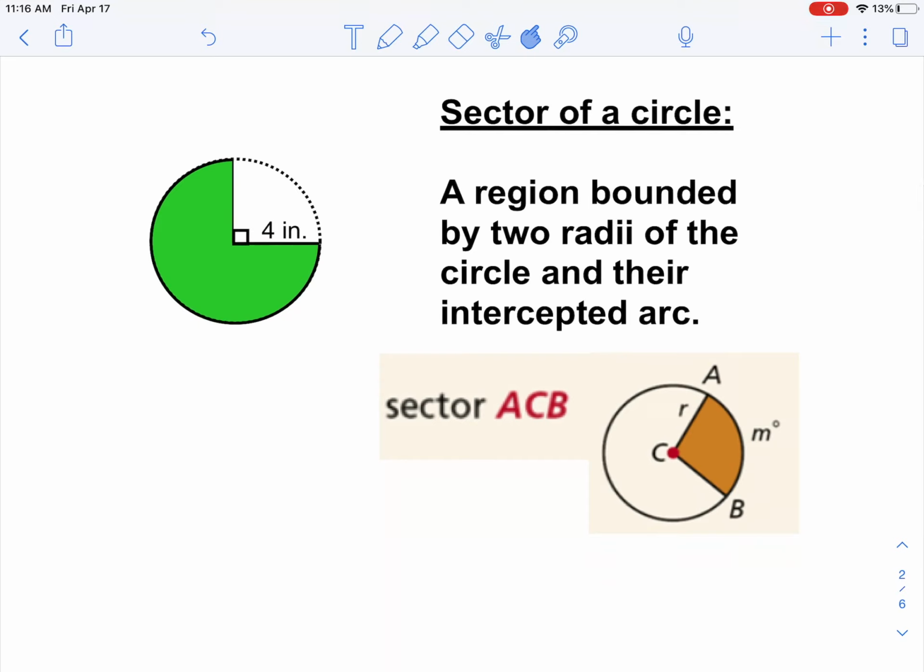So recall from yesterday that a sector of a circle is a region bounded by two radii of the circle and their intercepted arc. So now we're going to be focusing on finding the length of that arc.